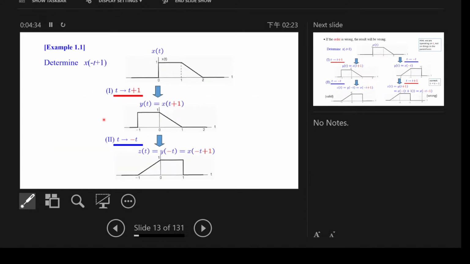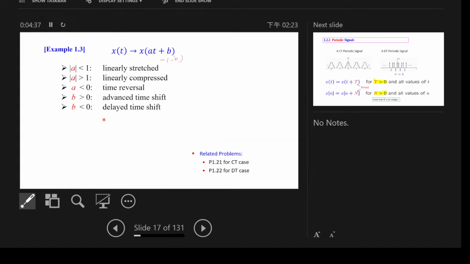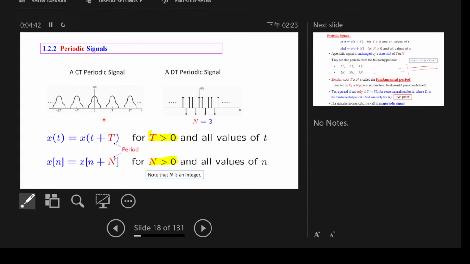Then there are some symmetry properties related to those changes in the independent variable. So the first property, which is a very important property that I will study basically throughout the whole course, is periodicity. Okay, so a periodic signal means that it's a signal that keeps repeating itself through positive infinity and negative infinity. Okay, and mathematically it's written in this term. So x of t equal to x of t plus some big T, and big T will be a period.